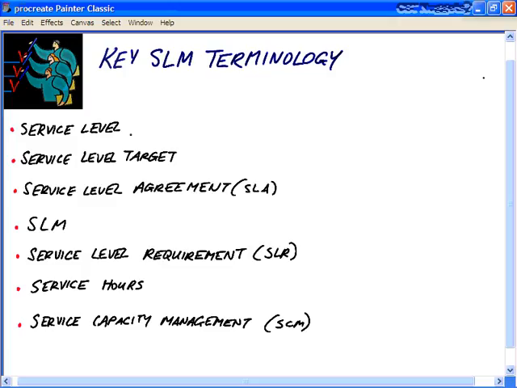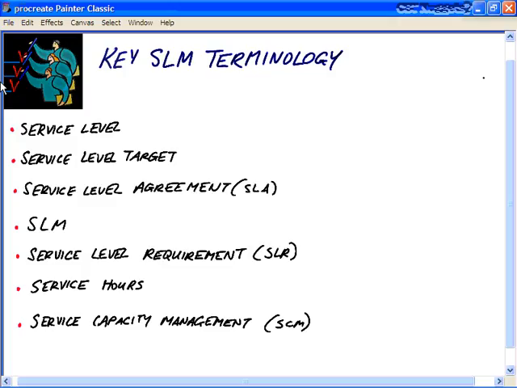What we're going to do here is look at some key terminology that you really need to know for the ITIL Foundations exam as it relates to service level management. The first term is service level itself, and this is basically reported and measured achievement or accomplishment against one or more service level targets. In other words, how are you doing as it relates to your service level target, which is the next term.